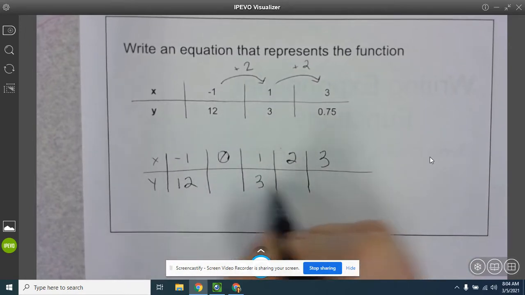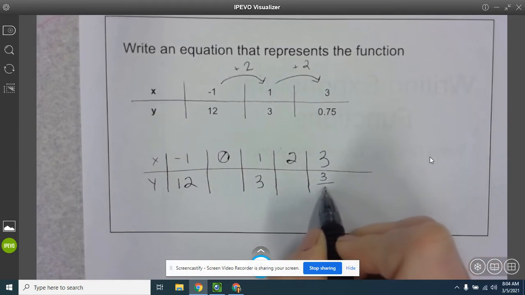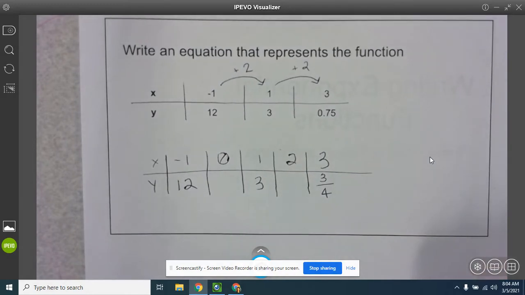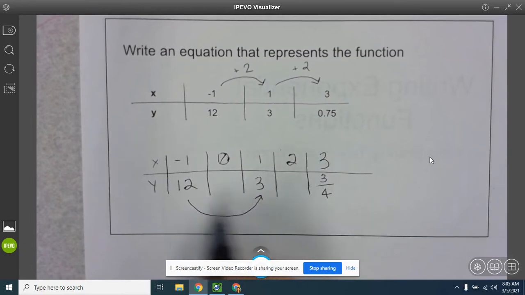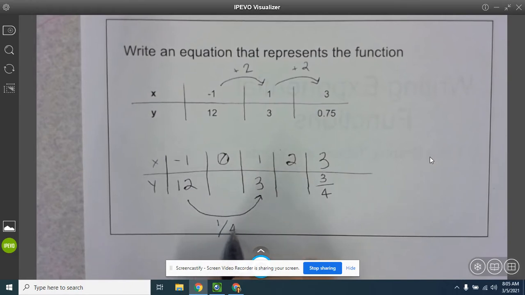So this is 12, this is 3. Now I'm going to rewrite this as 3/4. And that's only because it helps my brain personally to see this as fractions instead of decimals. So this big jump from -1 for x to 1, well, 3 is 1/4 of 12. So if I multiply by 1/4, I would get 3.